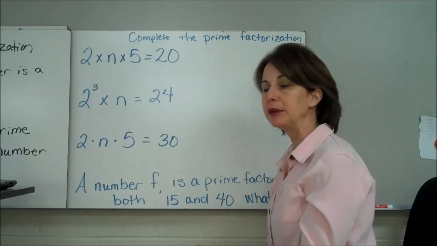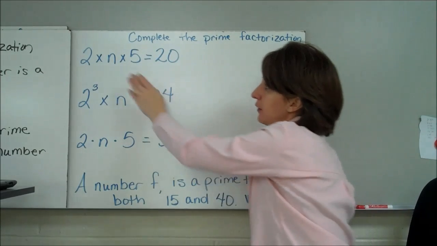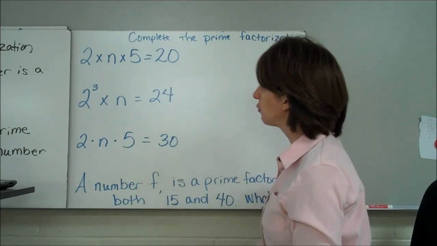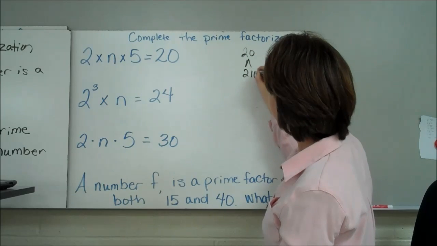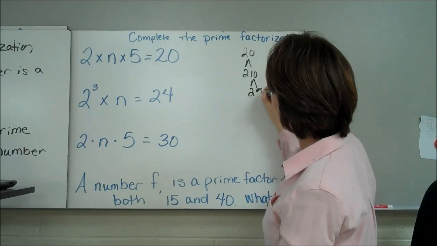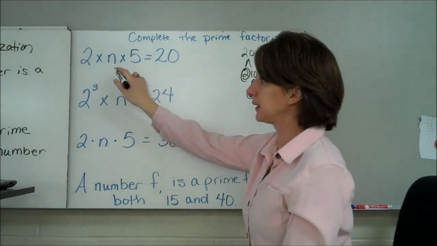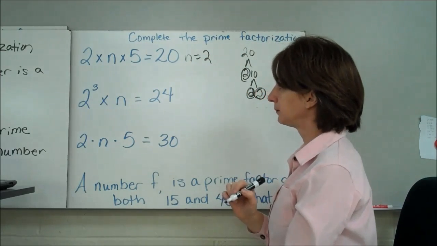This asks you to complete the prime factorization of these numbers. If you'll notice, each of them has a variable, which means 2 things. You could come over here and do the prime factorization of 20 and figure out that you should have a 2 and a 2 and a 5, which means that the missing number here is 2, so n equals 2.